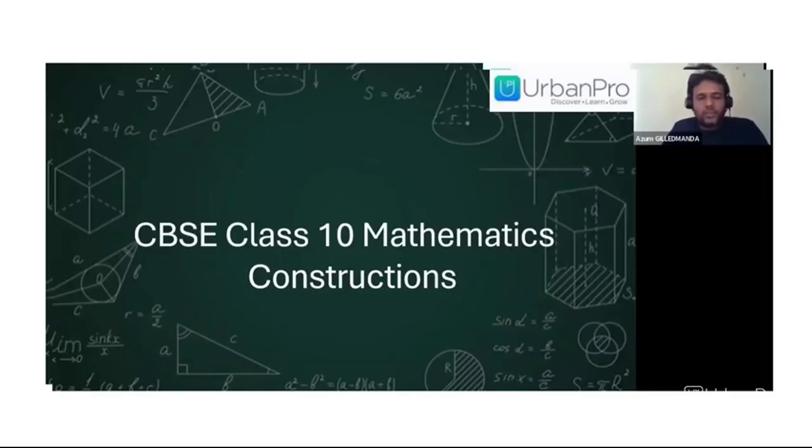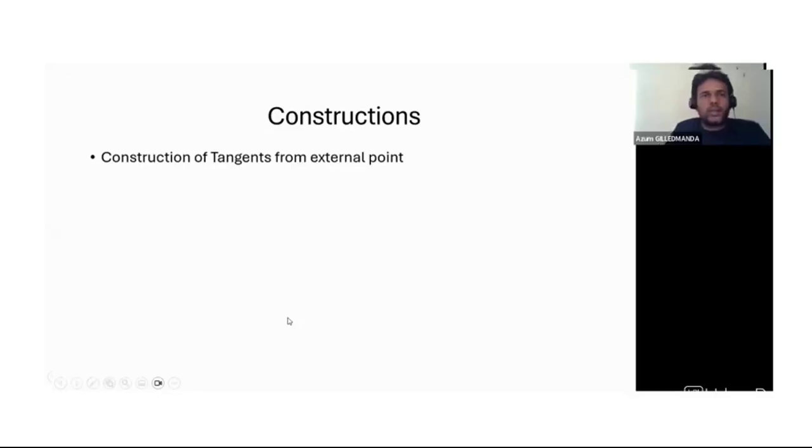Hello everyone. Welcome to today's session on constructions. So in constructions, we look at construction of tangents from external point. So external point to a circle. Earlier we learned what is a tangent. So let's say this is the circle of some radius and the center is at O. From the external point, let's say P is the external point, how many tangents can we draw? We can draw two tangents, right?